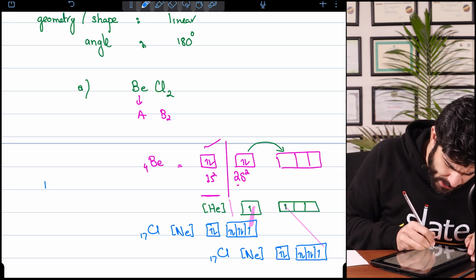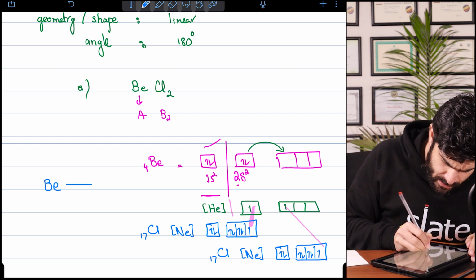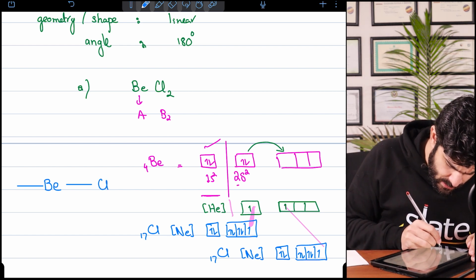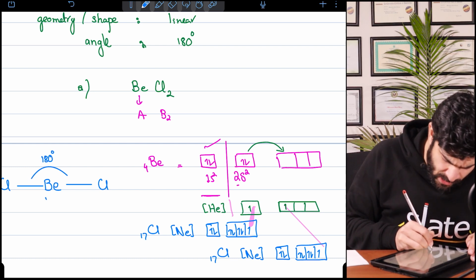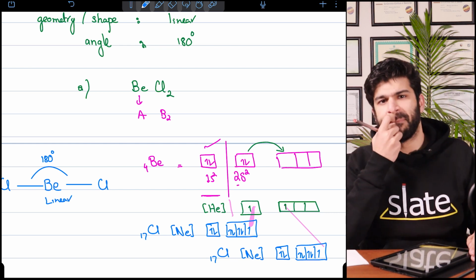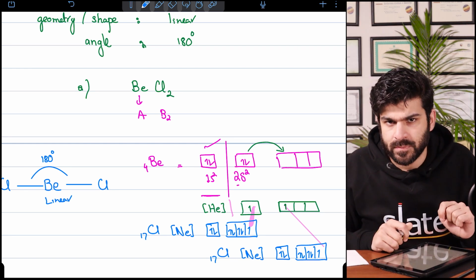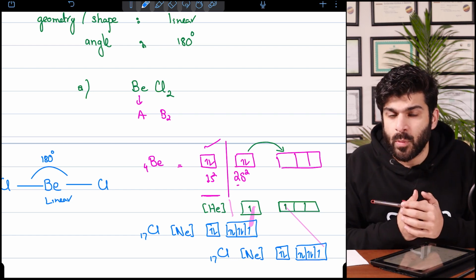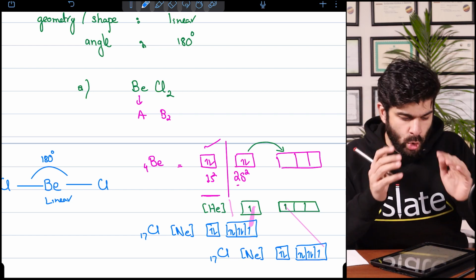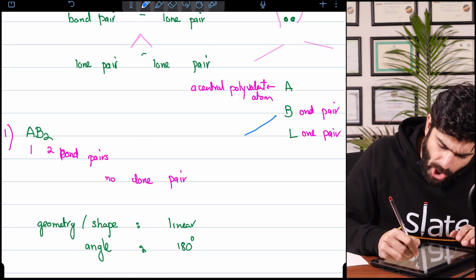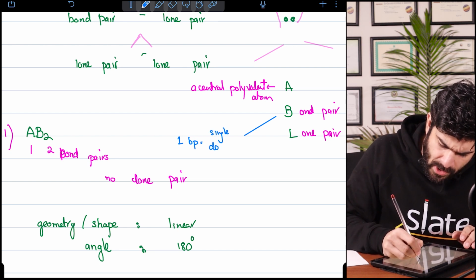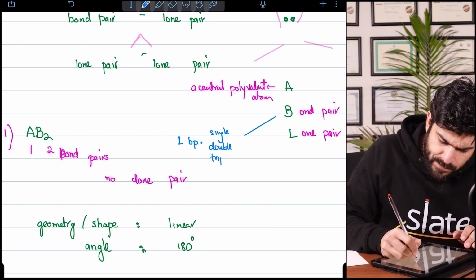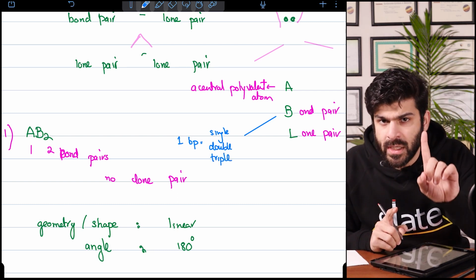And the shape would go on like Be, Cl, and Cl: 180-degree angle and linear. This is when we talked about single bonds. There can be cases when you will be dealing with double bonds as well. So know that one bond pair can either be a single bond or a double or a triple. It will just be counted as one bond pair.